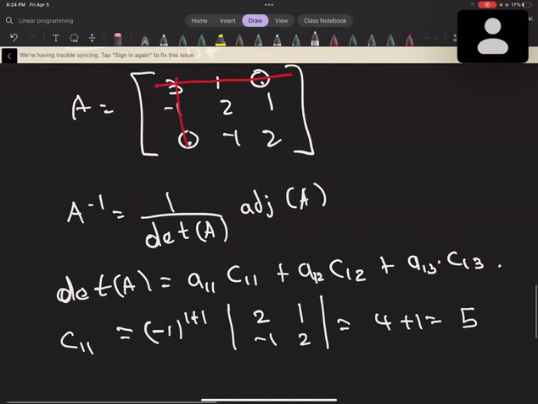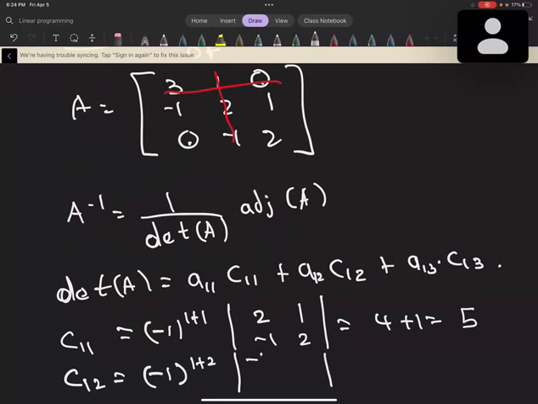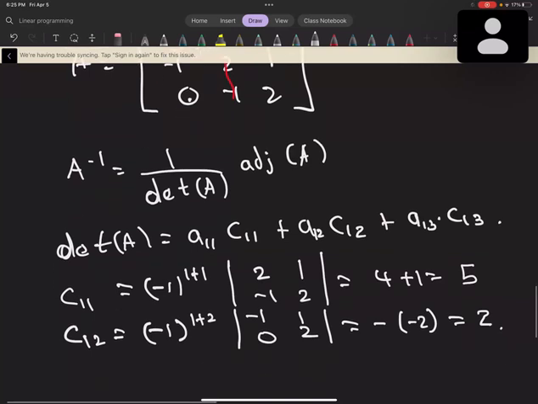The next one is C12, and this is minus 1 to the 1 plus 2, times the determinant of minus 1, 0, 1, 2, and this is minus, and then gives minus 2 minus 0, so it gives me minus 2. So C12 is minus 2.